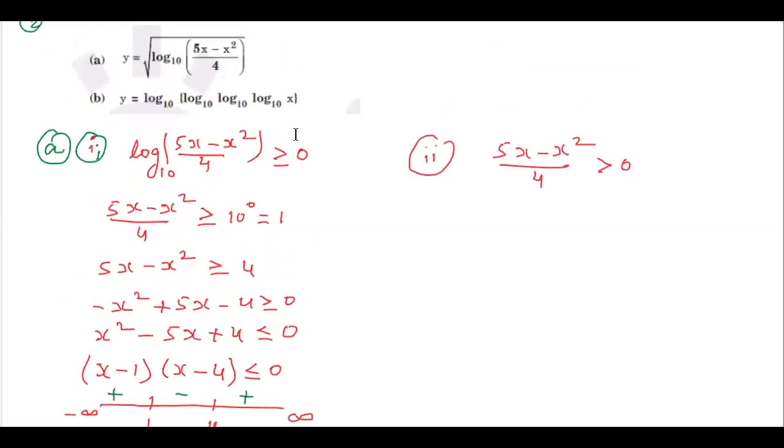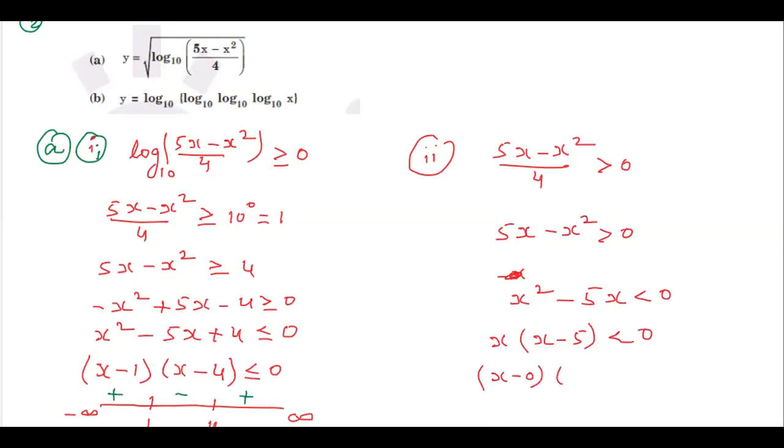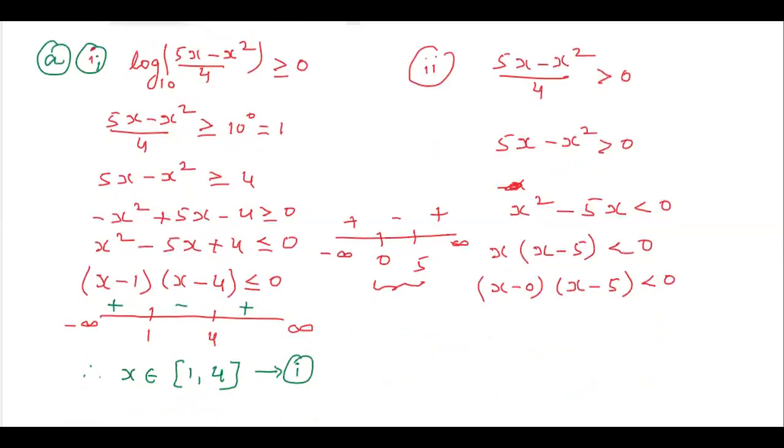Then what about the second case? See the second case: 5x minus x squared greater than 0. Minus x squared, or take minus common, send to the right hand side. We get x squared minus 5x less than 0. So take x common: x into (x minus 5) less than 0. So I am writing (x minus 0) into (x minus 5) less than 0. Draw the number line. This is infinity. This is minus infinity. 0. This is 5. So this is positive, negative, positive. So here this is negative. So x belongs to what we get, the open interval (0, 5). So this is the second case.